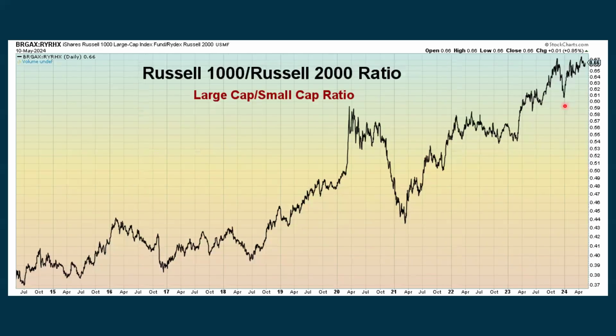And then we look at the large caps and compare them with the small caps. Now, instead of using the S&P, we use the Russell 1000 large cap index and the Russell 2000 small cap index. It's kind of going up, but it's been pretty choppy lately, meaning that the large caps are outperforming the small caps, but we're not really seeing any convicted move, but it is tending to go higher overall.